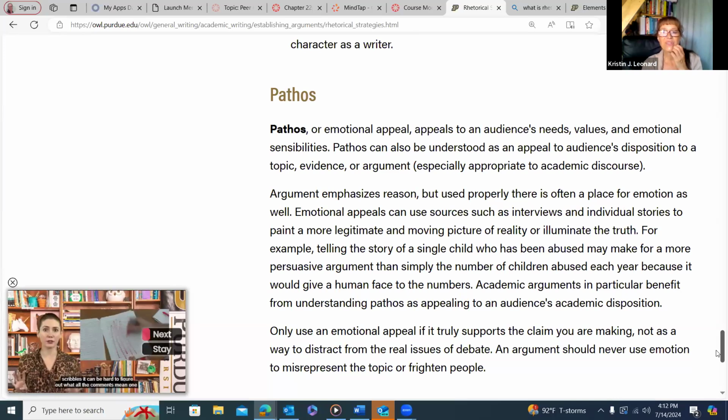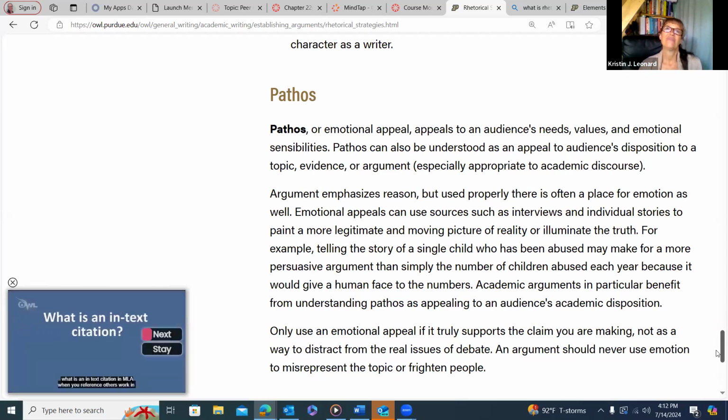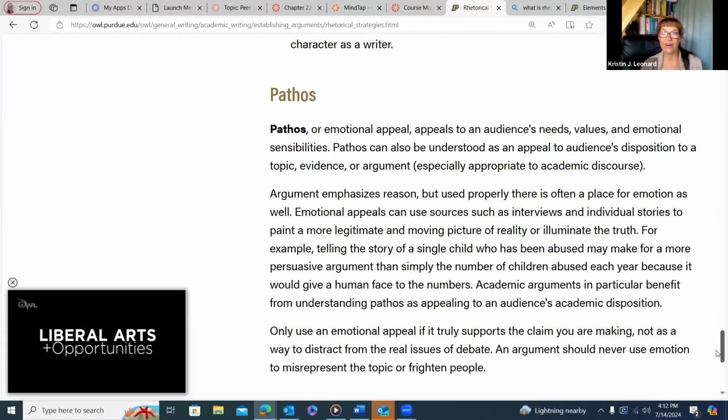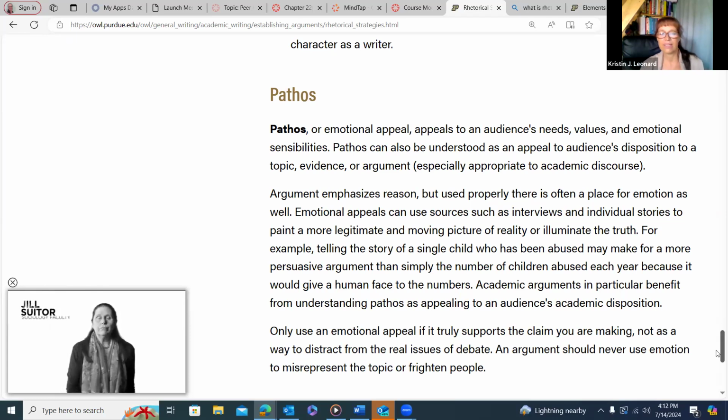Pathos, lastly, this is great. Pathos is an emotional appeal. This appeals to your audience's needs, values, and emotional sensibilities. So basically, it's using emotion. A lot of students would say, oh yeah, you want to think of it as the little one-liners that get you to click, the little clickbait. Actually, we could probably watch at the very bottom here and see what comes up. Maybe we'll find a little advertisement.